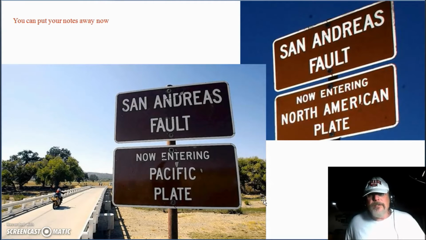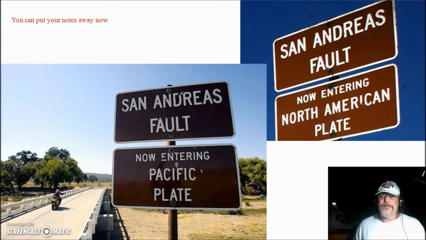Californians are very aware of this. This is going on. I mean, they even have signs that show where you are in terms of leaving what plate boundary. So if you want to put away your notes now, you can.